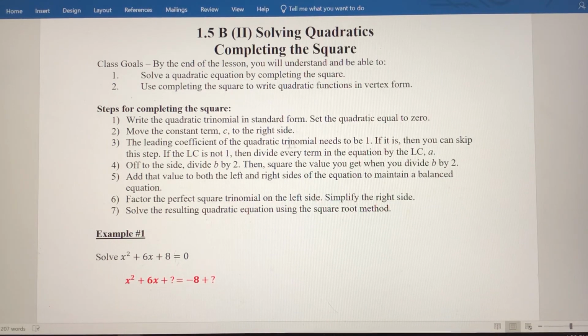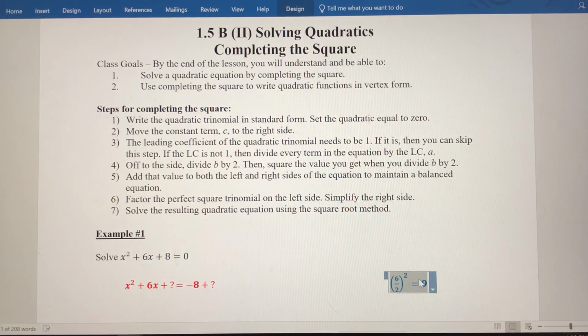Number 3, the leading coefficient of the quadratic trinomial needs to be 1. That's the case here, so I can skip this step. In a future video, we'll work some problems where the leading coefficient is not 1. So let's move on to step 4. Off to the side, we want to divide b by 2. Well, b divided by 2 is 6 over 2. Then we're going to square that value. So it's 3 squared, which is 9.